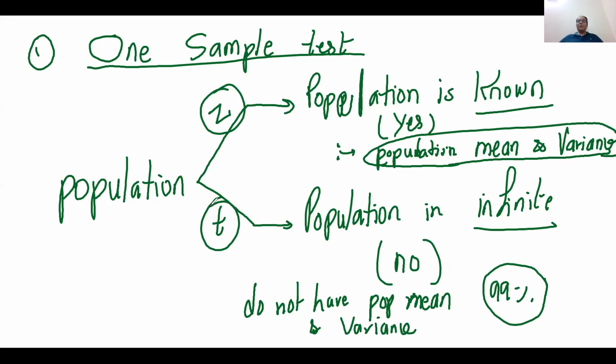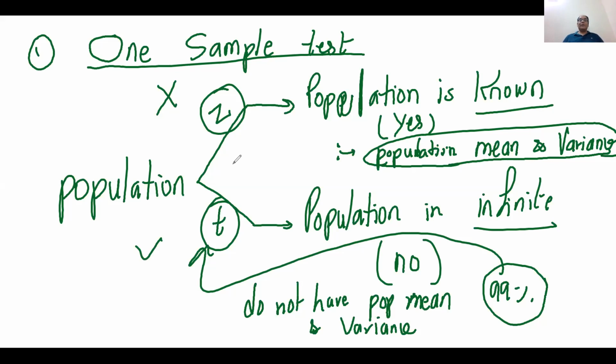But when you go to practical research, most of the time you find that your population is infinite and you do not have the data of population mean and variance. So in 99% of the cases you have to apply t-test. And that's why most of the software like SPSS and many others don't have the Z-test. They only have the t-test.